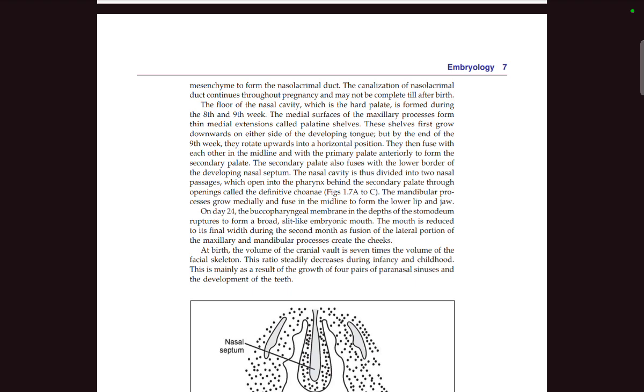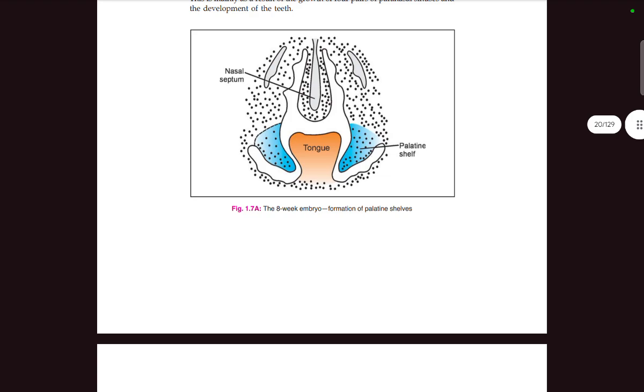The mouth is reduced to its final width during the 2nd month as fusion of the lateral portions of the maxillary and mandibular processes creates the cheek. At birth, the volume of the cranial vault is 7 times the volume of the facial skull. This ratio steadily decreases during infancy and childhood. This is mainly a result of the growth of 4 pairs of paranasal sinuses and the development of the teeth. Here we can see the nasal septum, tongue and the palatine shelf.